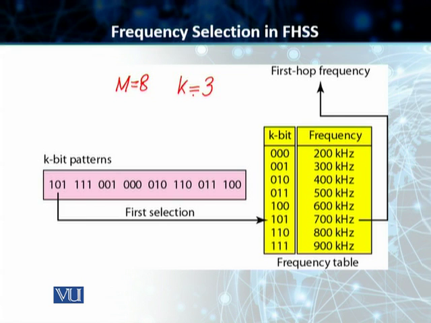So at hopping period 1, the pattern is 101, for example. The frequency selected against 101, which is 700 kilohertz, is modulated by the source signal. The second pattern selected is 111, and that corresponds to 900 kilohertz. The third one is 001, which corresponds to 300 kilohertz. And after the 8 hoppings, the pattern repeats itself, and we start from 101 again.